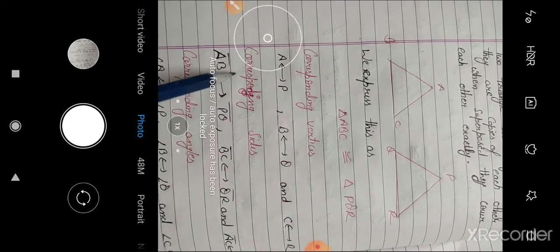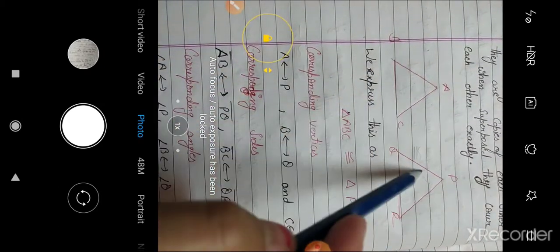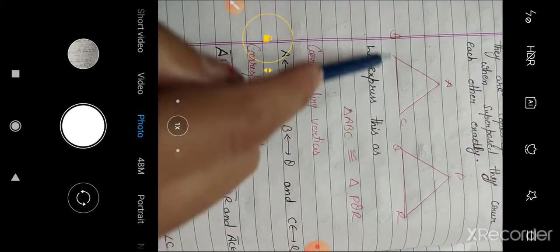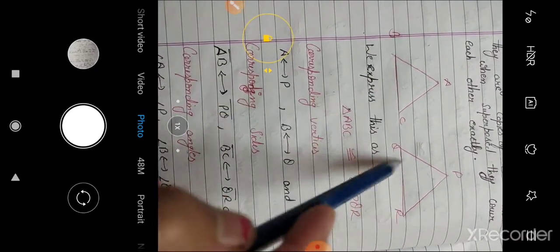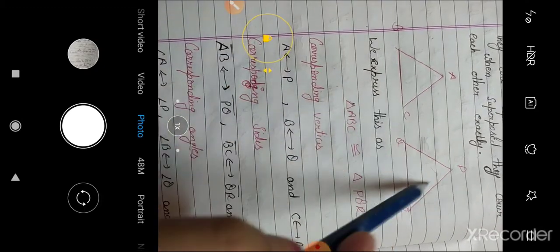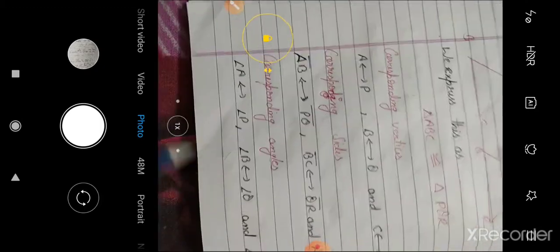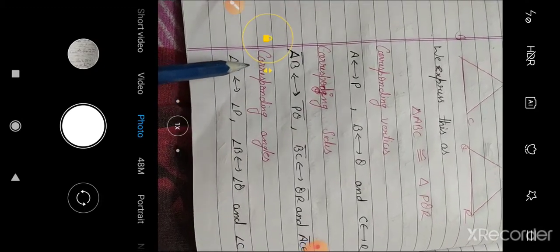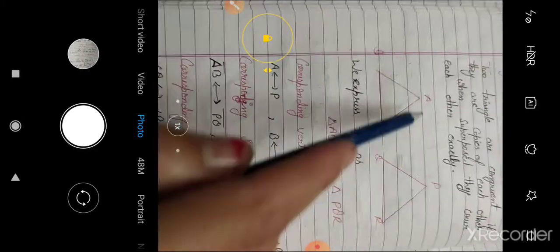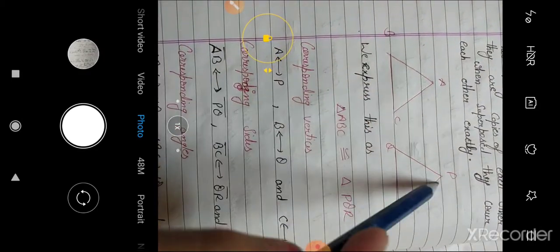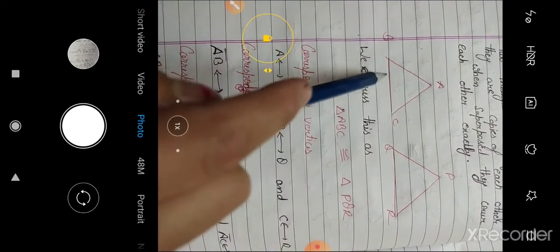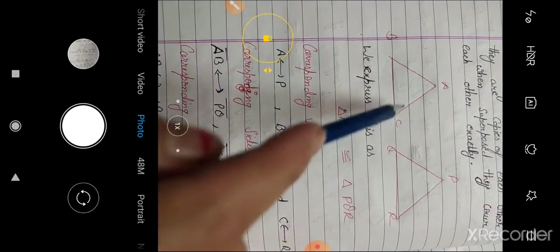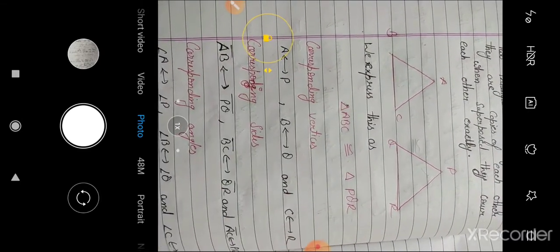In the same manner, corresponding sides are: side AB corresponds to side PQ, side BC corresponds to side QR, and side AC corresponds to side PR. In the same way, we can find the corresponding angles. Angle A corresponds to angle P, angle B corresponds to angle Q, and angle C corresponds to angle R.